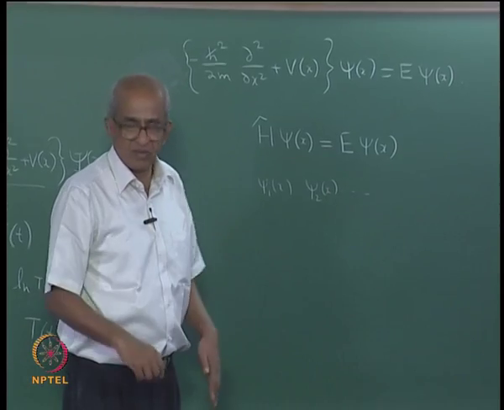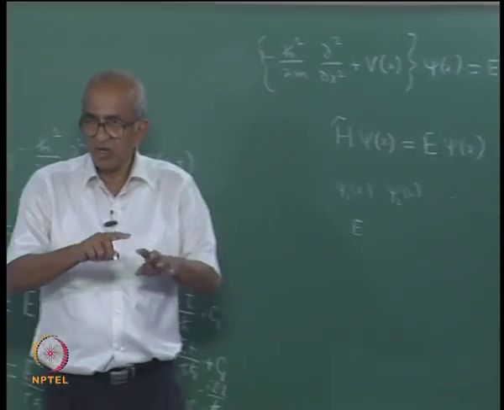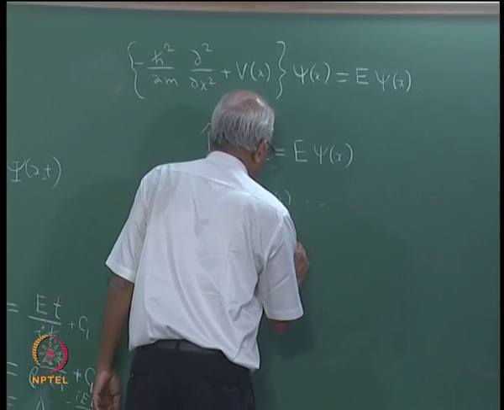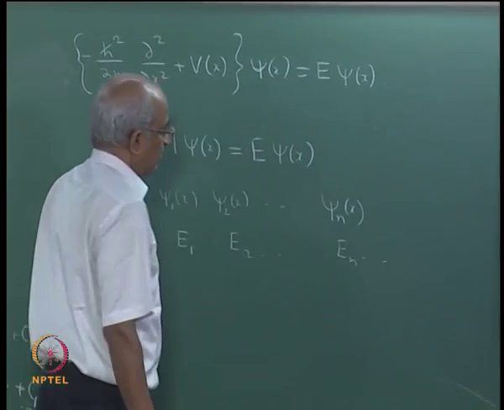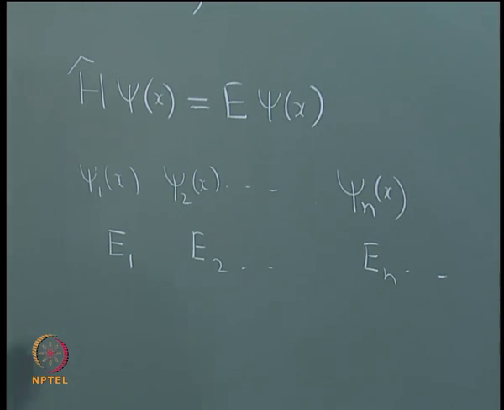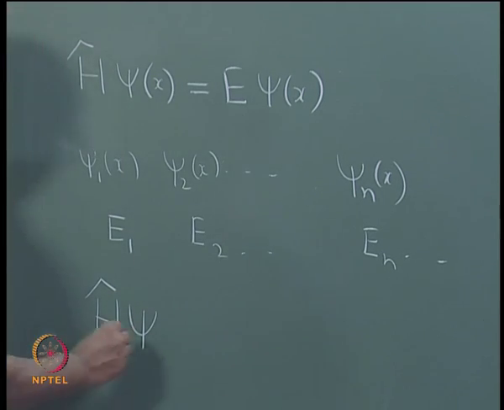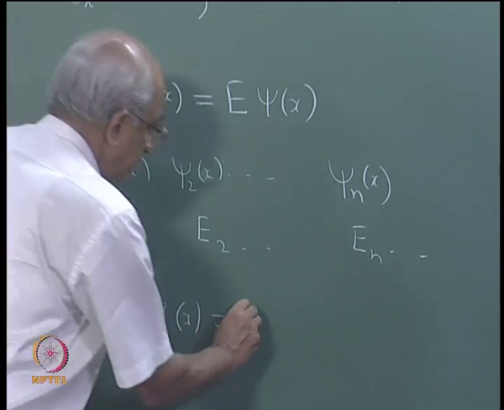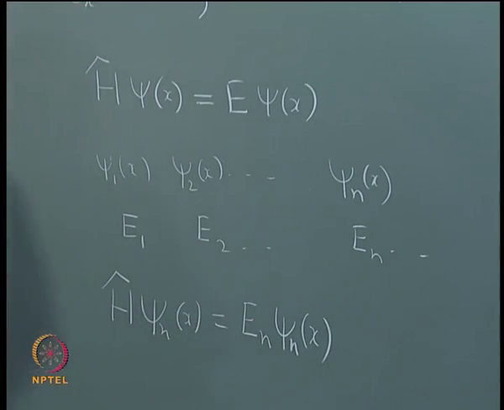In principle, normally you have infinite number of them, and each one will have its own associated eigenvalue, right. The eigenvalues will usually be different. So, let us say psi 1 has the eigenvalue E1, psi 2 has the eigenvalue E2, etc. If you say psi n of x, then it has the eigenvalue E n. And what is going to happen? Imagine I allowed H to operate upon psi n of x. What will be the answer? I shall get E n multiplied by psi n of x, correct.